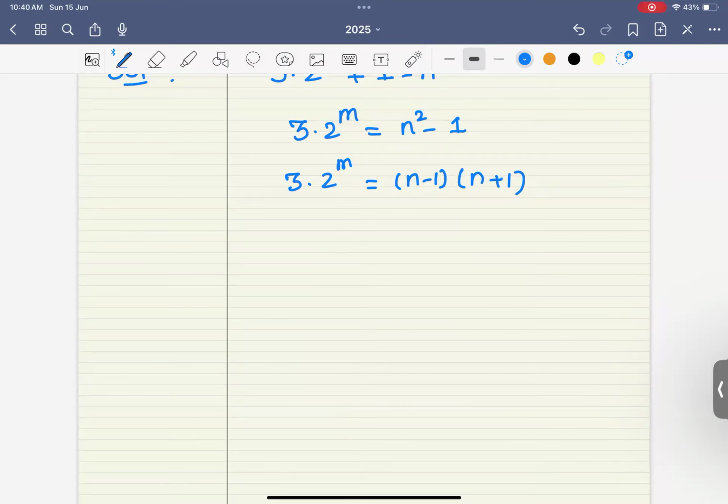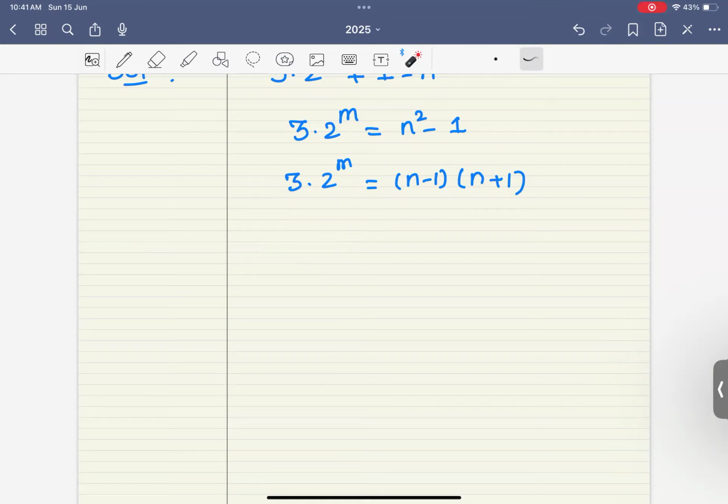Well, now if you have a look at it, since m is a positive integer, the left-hand side of this equation is going to be even. And it's not difficult to see that n plus 1 and n minus 1 have the same parity. Either both of them are even or both of them are odd simultaneously. Since both of them have the same parity, and this number is even, both these numbers must be even. So n plus 1 must be even and n minus 1 must be even.